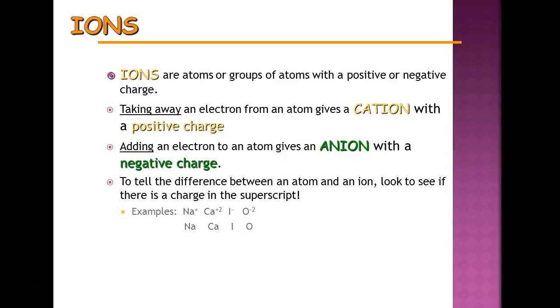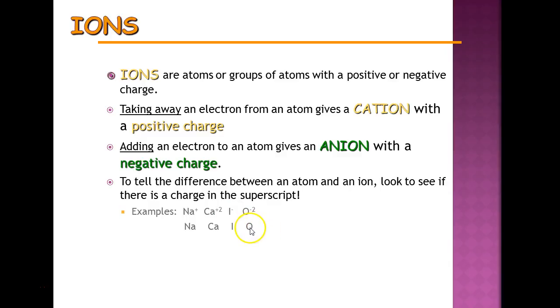To tell the difference when you're looking at symbols, whether you're working with an atom or an ion: ions always have a plus or minus sign superscript with the number of electrons that it gained or lost. If you don't see a number, it means it gained or lost one. Here's sodium, the atom, and sodium, the ion that lost an electron, so it has a positive 1 charge. Calcium, the atom, becomes stable by losing 2 electrons, so the ion has a plus 2 charge.